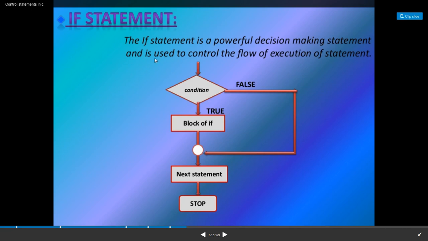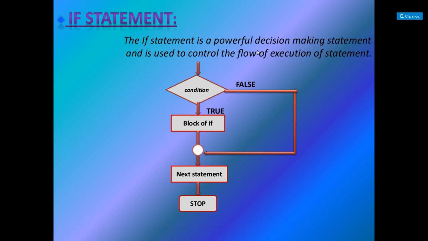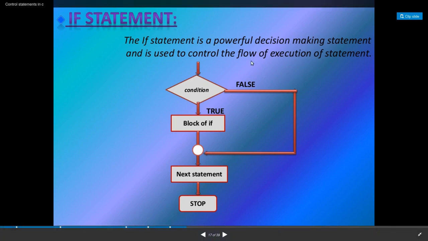The if statement is a powerful decision making statement which is used to control the flow of execution of statements. It is also the simplest decision control statement in C. This is a flowchart of the if statement. Here you can see that the first part of this if block is to test a condition which is specified at the start of the if control statement.